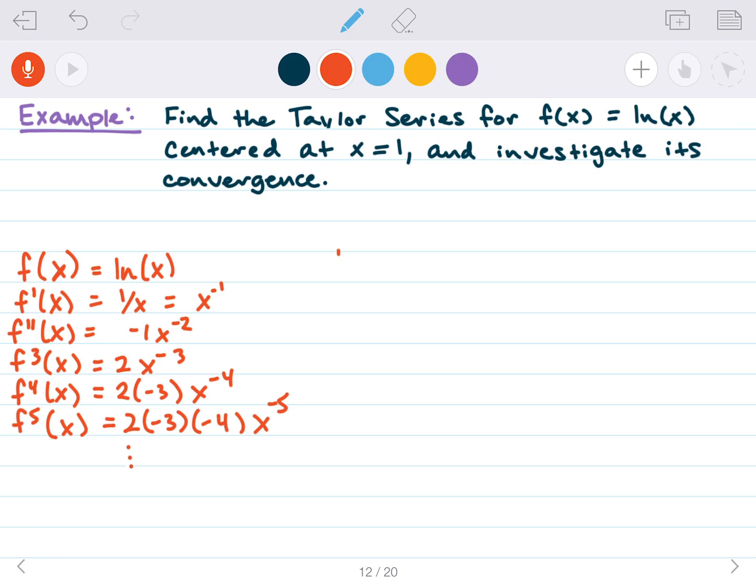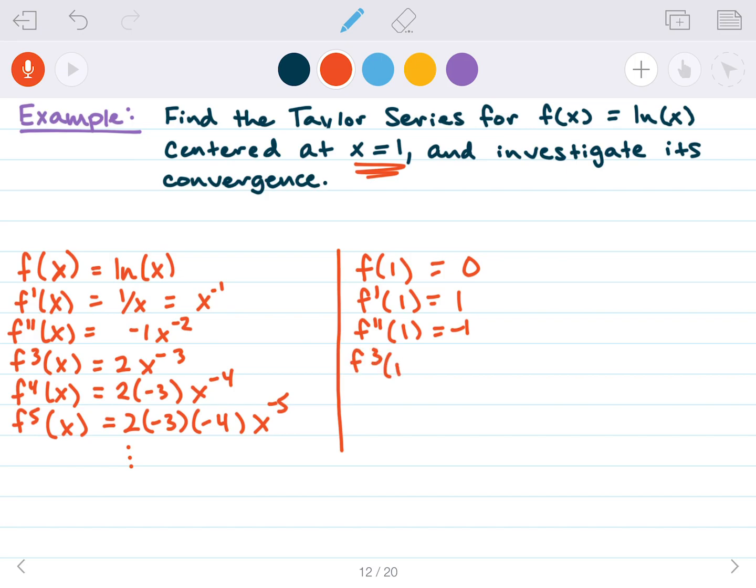Now let's go ahead and plug my center, which is x equals 1, into all of these functions. Well, f of 1 is just 0, ln of 1. F prime of 1 is 1. F double prime of 1 equals negative 1. F triple prime of 1 equals 2.